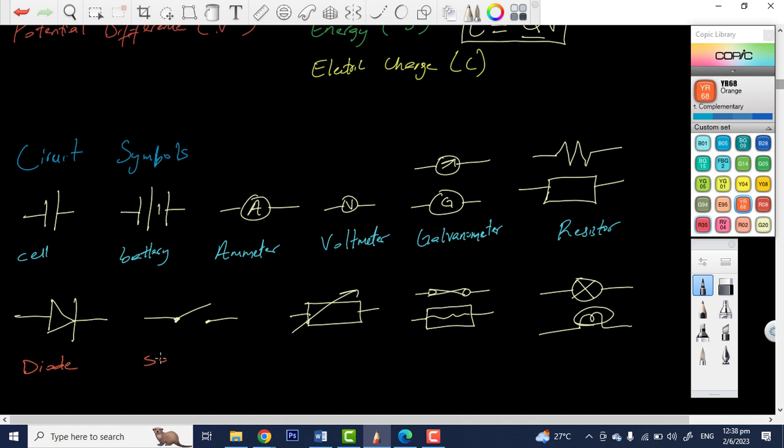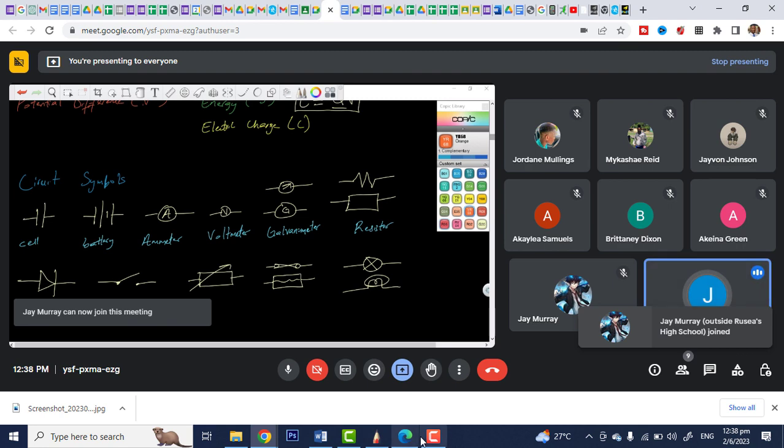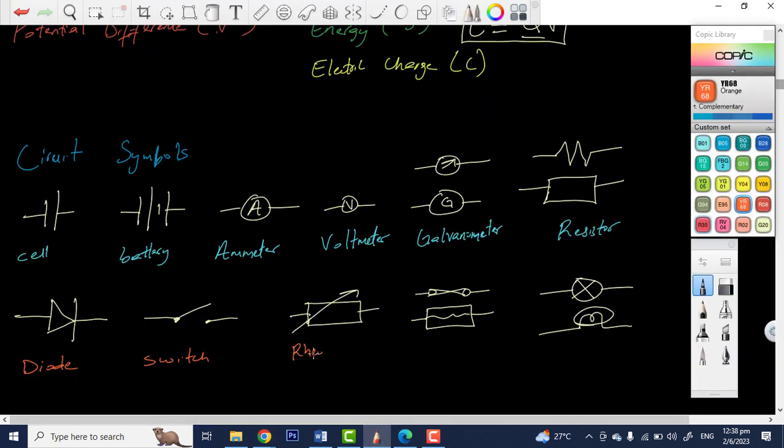Need to know the fuse, need to know a lamp, which is like that. Need to know this representation as well, something like that. So we need to know these, and these are the more fundamental ones. Again, this is a diode, a switch, a rheostat, which is a variable resistor. If you simply say rheostat or variable resistor, they'll give you the mark for that. Need to know the fuse as well. Filament lamp, or the bulb.